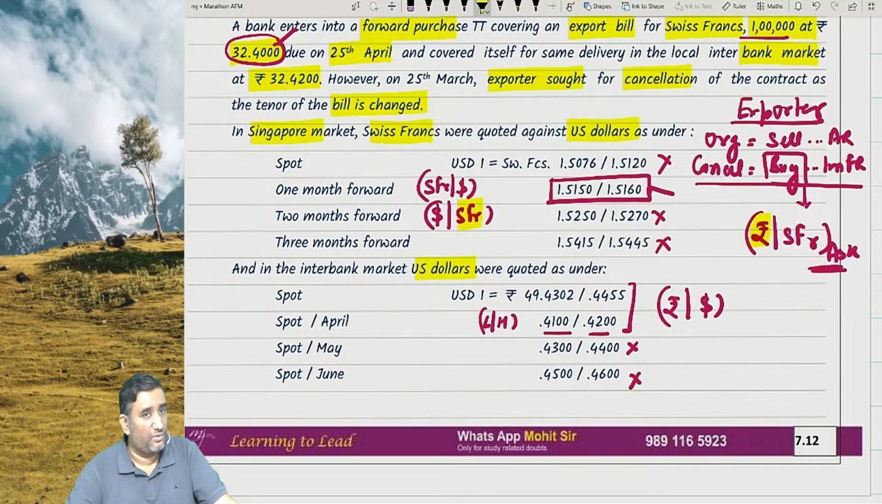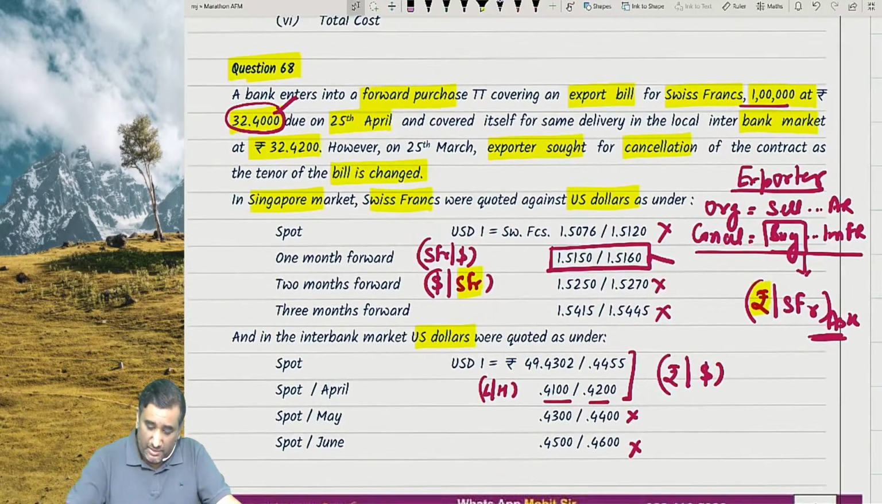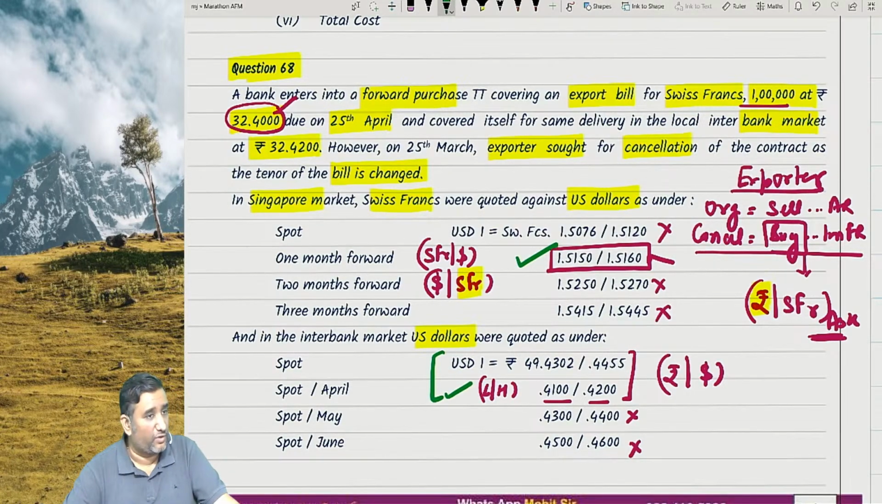It's a cancellation 1 month before due date. Since it's a cancellation 1 month before due date, we need to find what? We need to find the 1 month forward rate. So agreement would be done at 1 month forward. 1 month forward would be using this rate, using these two rates, because spot rate and this rate will apply 1 month forward rate.